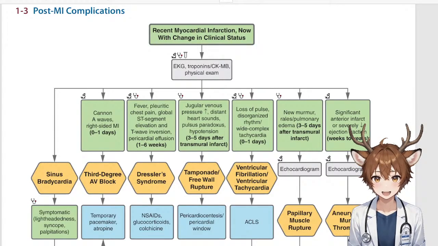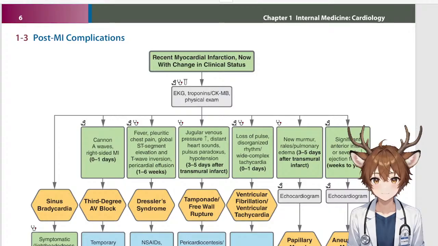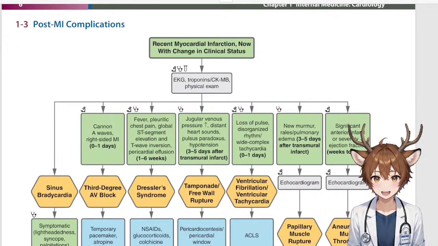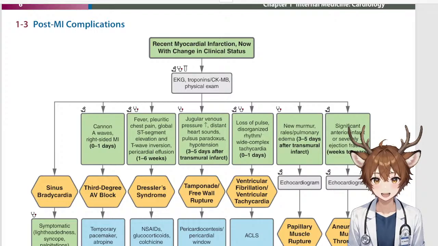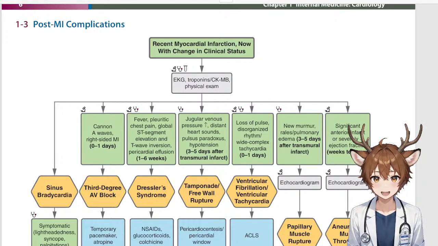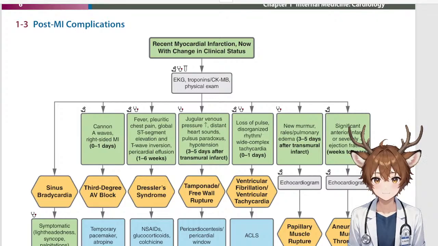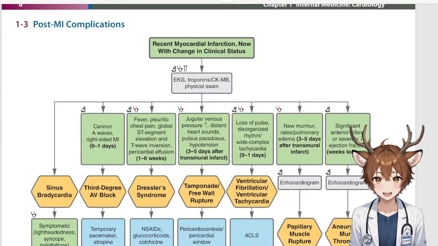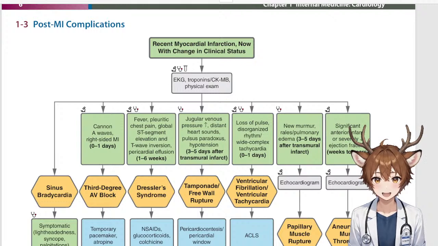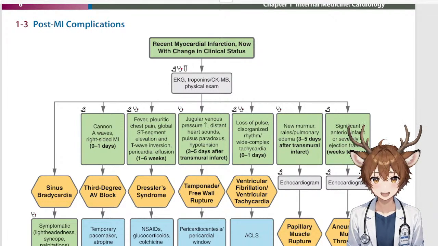So we have a new graph right here. We're on page 6: recent myocardial infarction, now with changes in clinical status. We have some testing here: EKG, troponins, CK-MB, the biomarkers, and physical exam.